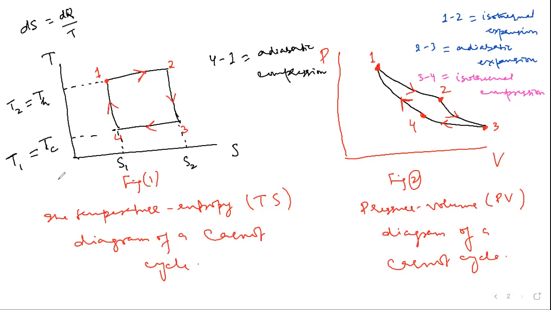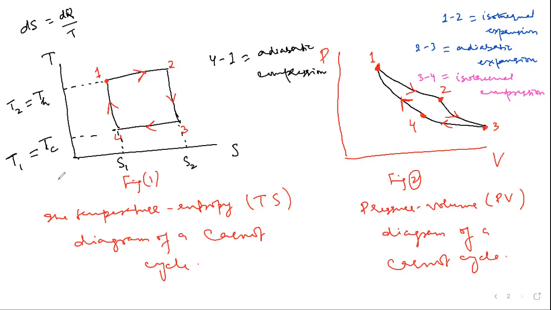But remember, when we are selecting TS diagram, every state of a system corresponds to a point in a TS diagram, and every reversible process corresponds to a curve in this diagram. I repeat, every reversible process corresponds to a curve in this TS diagram.